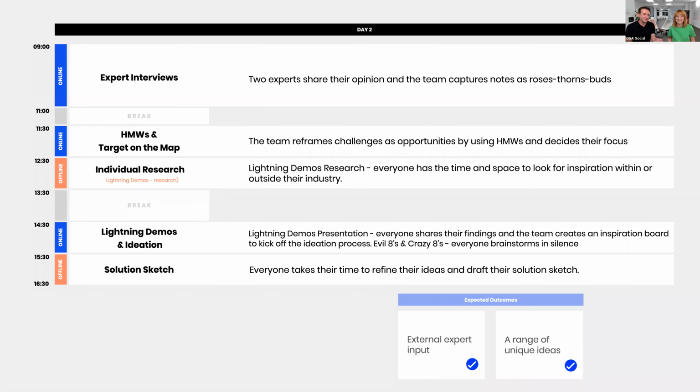But what's really important is what we've noticed in this remote sprint: the level of detail and quality in the solution is much better, because people don't have that pressure and they have the time to do it at their own pace without the facilitator saying, "Come on, give me the solution. Time's up, time's up." So we've seen really good results with the solution sketch.